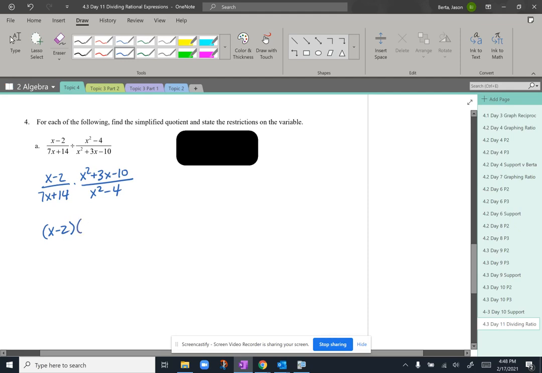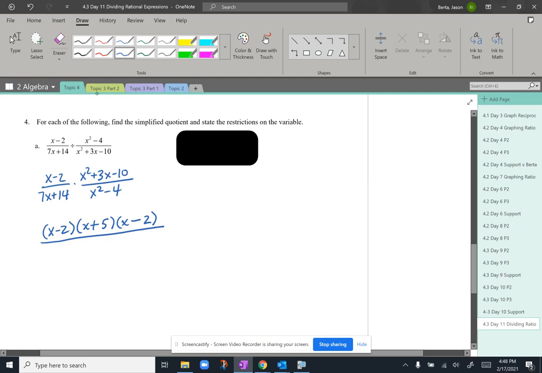X squared plus 3x minus 10. All right, we're going to use the sum product rule to figure out what factors there. Well, what multiplies to negative 10 and has a sum or difference of 3? I think 5 and 2 multiply to negative 10. And if I make the 2 negative and the 5 positive, the difference there is a positive 3. So that's how we factor the numerator.